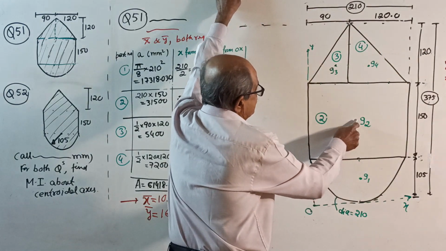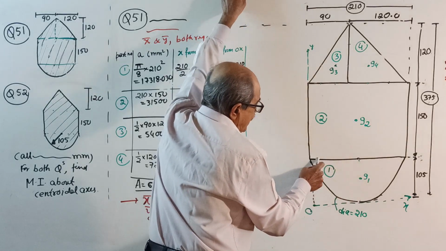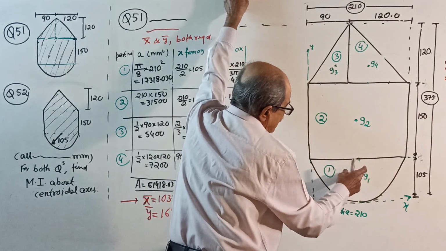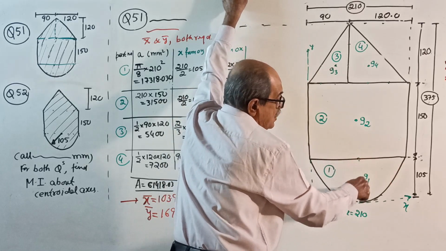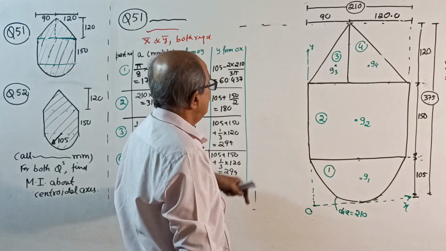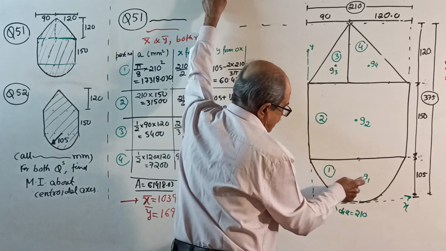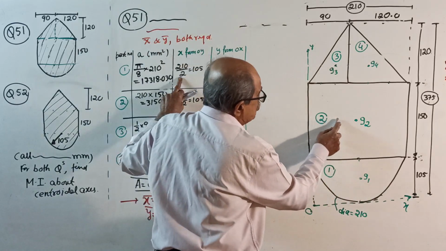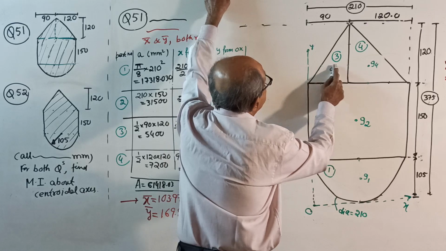Then this distance, center here. This way is the center, midpoint. 210 means this is half of 210, but this way is 2d by 3 pi. Okay, start. y1, x1, this way, 210 by 2. x2, once again 210 by 2. x3, 2 by 3 of 90.